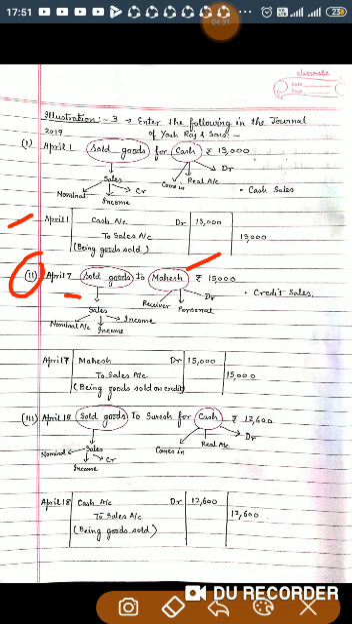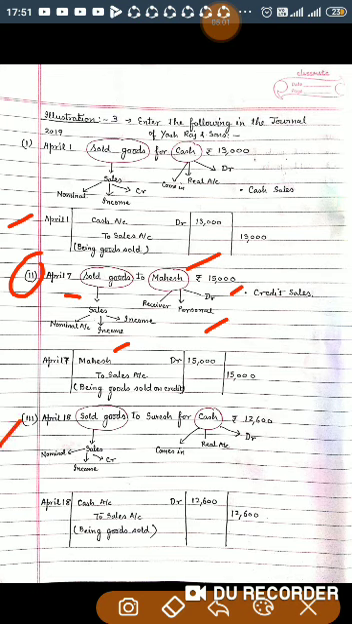Sales, as I just discussed, is a nominal account. It's an income for the business, so it should be credited. And Mahesh is a personal account. He is the receiver of goods, so he should be debited. So the journal entry will be Mahesh debited to sales account. We will also write the narration: being goods sold on credit.